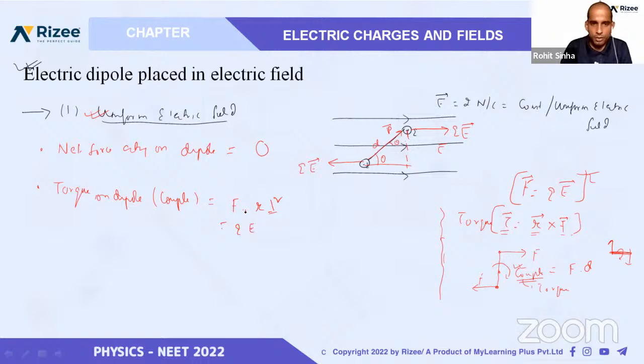You can see the force is qE. Force is qE into R perpendicular. How will we write it? This is the theta angle, this is 90 degrees. If we take sine of theta, we get this R perpendicular. We write sine theta is equal to perpendicular by hypotenuse. We named the hypotenuse D. We can say that R perpendicular is equal to D sine theta.